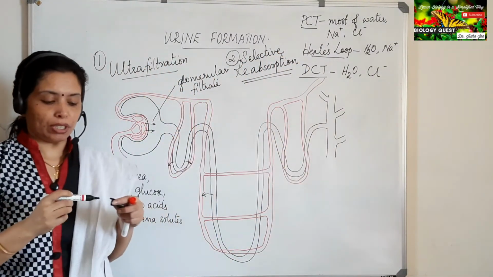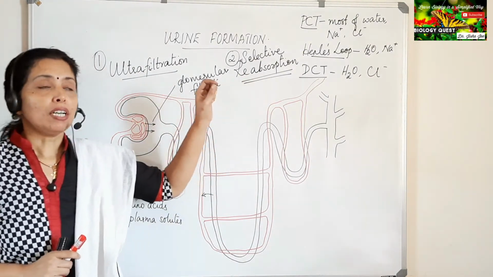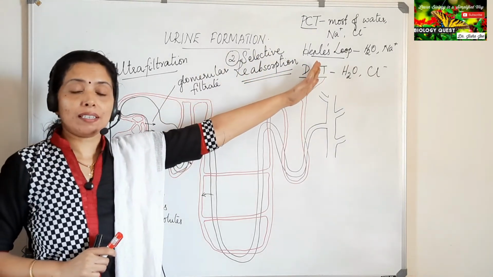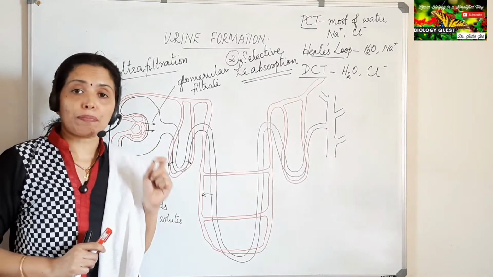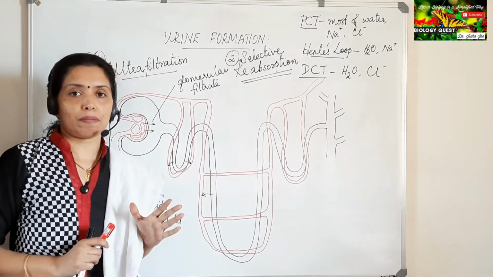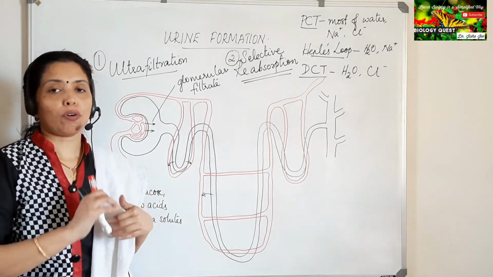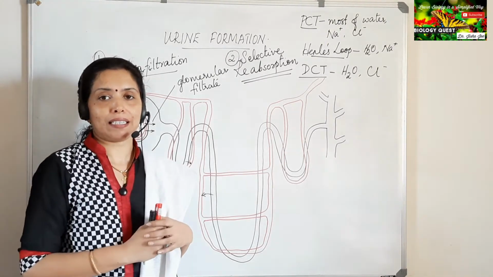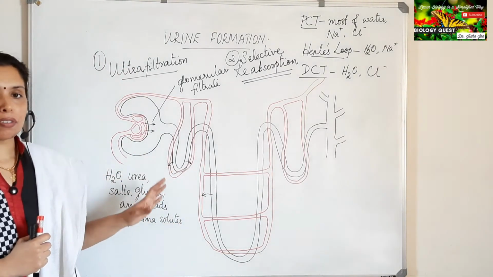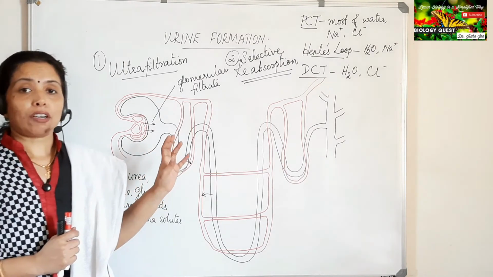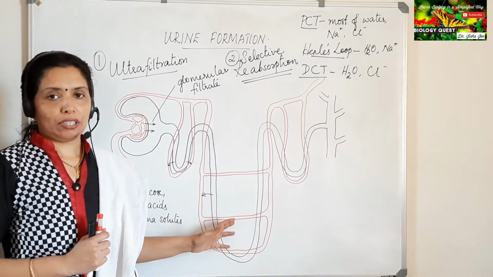Selective reabsorption. Okay, so why is it called selective reabsorption? The reabsorption of these substances is in such a way that the osmotic concentration of the blood is not disturbed. Okay, the osmoregulation is maintained. There is a homeostatic condition maintained in the body. So this process of regulating the osmotic pressure of the blood is called osmoregulation.